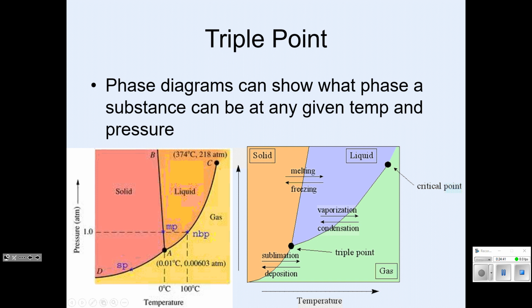When I look at these two graphs, it looks like the graph on the left is the one for water. The way I know that is at 1 atmosphere of pressure, the normal boiling point, NBP, is 100 degrees Celsius. The normal melting point is 0 degrees Celsius. Water is also a little unusual in that it's actually more dense as a liquid than a solid. And I can tell that because as the pressure increases, this is actually getting more liquid. Most things are more similar to this graph on the right. And that one might be for carbon dioxide.